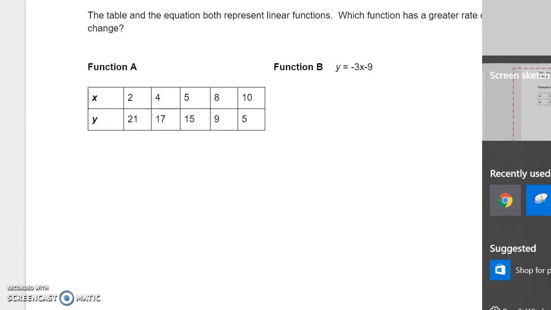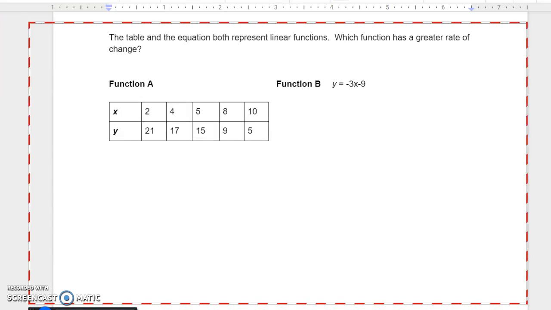So here's our example problem. The table and the equation both represent linear functions. Which function has a greater rate of change? So we have function A, and we have a bunch of inputs and outputs, x values, y values, these are all coordinates. And function B, we have just an equation and two variables.